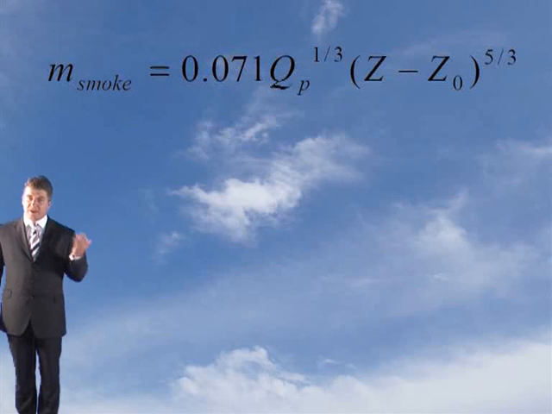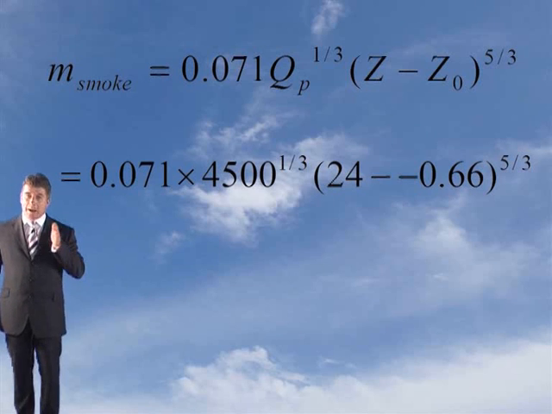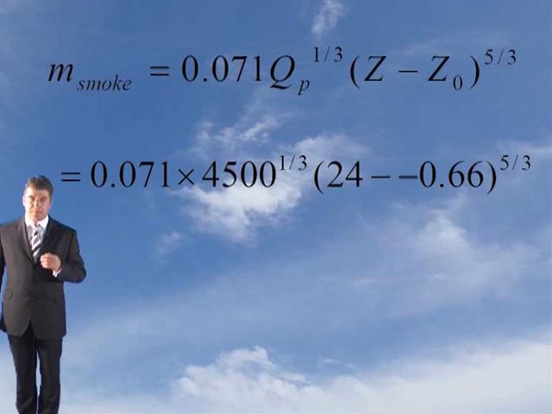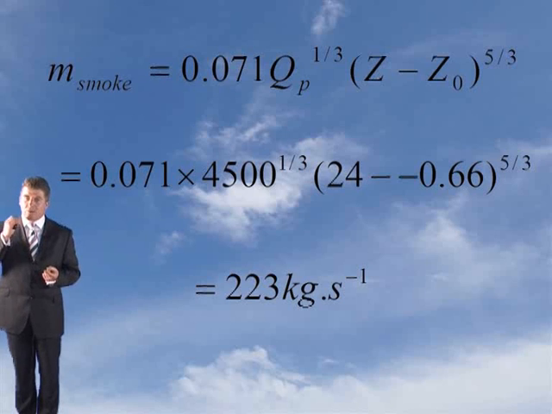Now if you'd have put them in the original formula, the far field model, you'd have got this. M smoke equals 0.071 times 4,500 to the third times 24 minus minus 0.66. Don't forget 2 minuses make a plus, to the power of 5/3, which would have given you a mass flow rate of smoke of 223 kilograms a second. So we know now how much smoke is being produced. Now we need to know how hot it is. Let's move on to step 4.